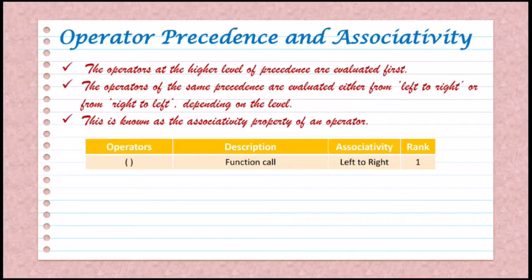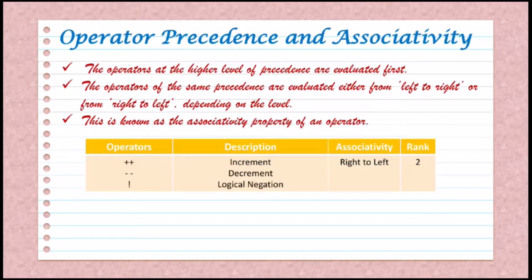So the first rank is for the brackets, which are used for function calls, and they are executed from left to right. So whenever a bracket comes in your expression, it will be executed first. The first preference in the expression will be given to brackets, and it is executed from left to right and it has first rank.